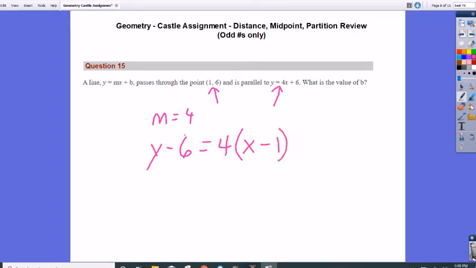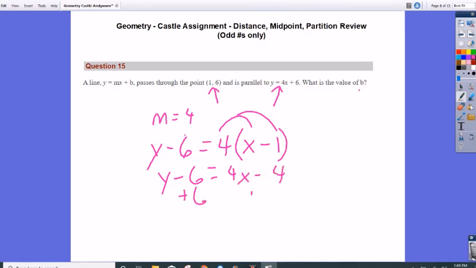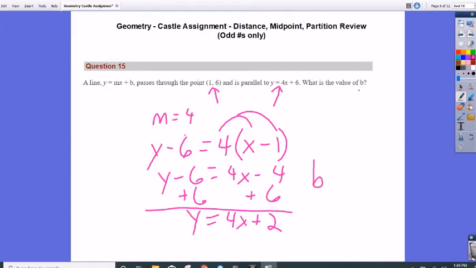through. So we want the value of b, so we've got to put this so that it looks like y equals mx plus b. So I'm going to distribute 4x minus 4, and then add 6. So y is equal to 4x plus 2. This is asking what is the value of b? B equals 2.